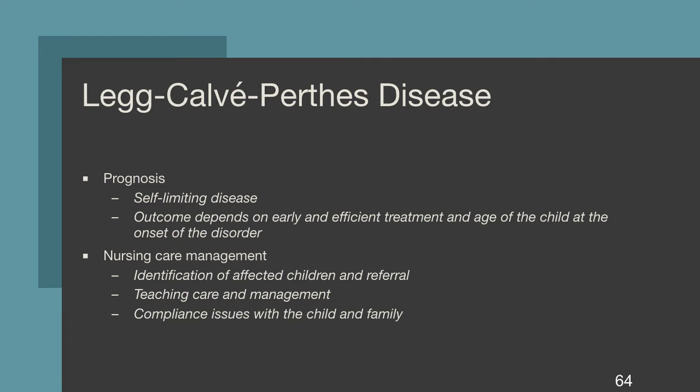The prognosis is that it is self-limiting. The outcome depends on early and efficient treatment and the age of the child at the onset of the disorder. As far as our nursing care management, we want to identify affected children and get them referred to orthopedic surgeons. We want to make sure that we do teaching with the parents and the child as far as what's going on, why they need to have the treatment that they're having, how long in general that treatment may last, and what needs to be done with it.